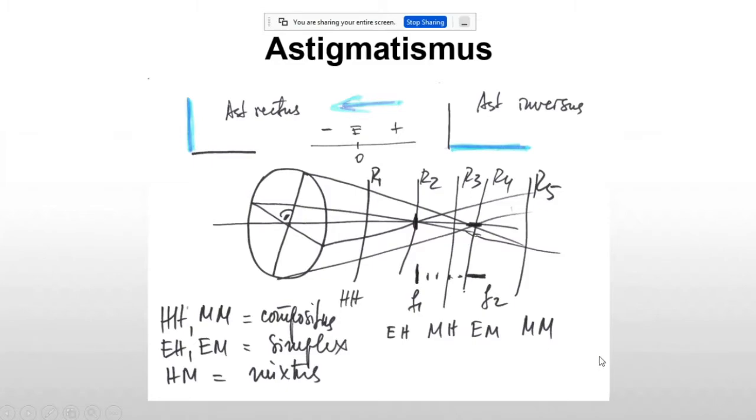So what we pay attention to is when vertical refracts more, we have astigmatismus rectus, and when the horizontal refracts more, we have astigmatismus inversus. Once I was trying to explain what more refraction means: myopic refraction is highly refractive, hyperopic is less refractive.